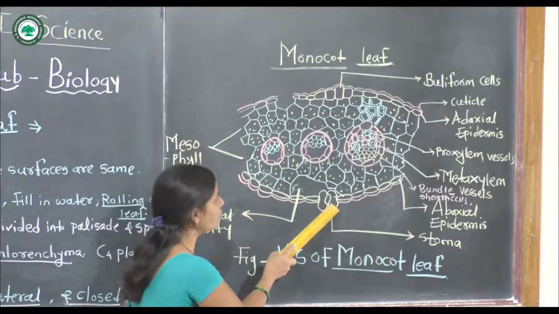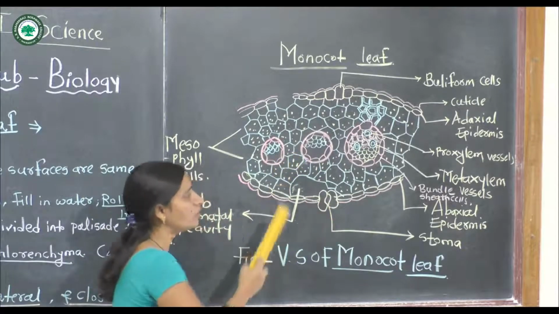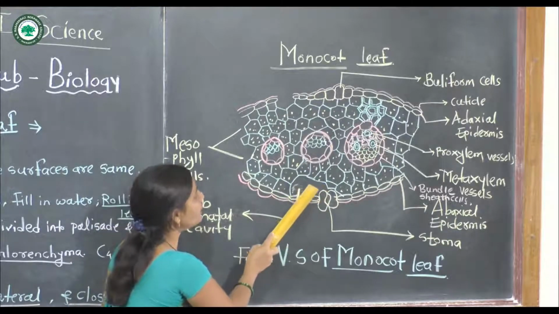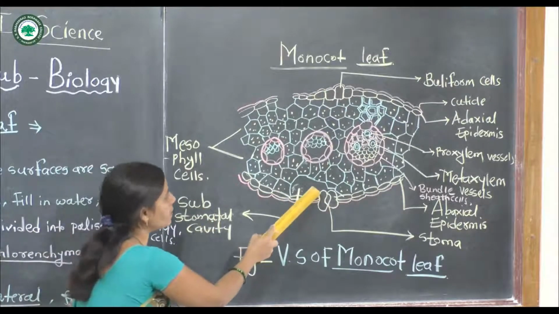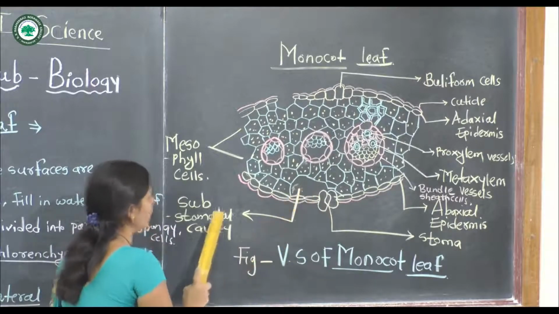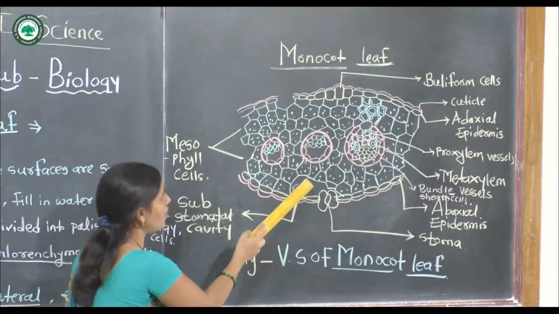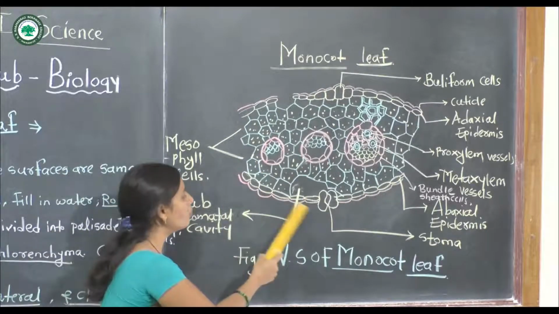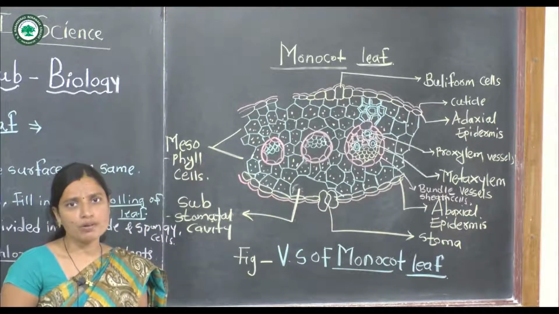These small pores found in the abaxial epidermis are helpful for the exchange of gases, and this exchange of gases takes place in the substomatal cavity. This is an air space found in this region. The substomatal cavity is present on the lower surface as well as the upper surface in monocot leaves. Now this is the structure of a monocot leaf.